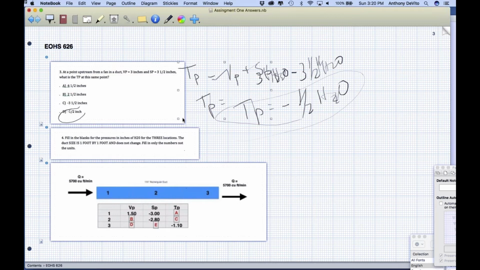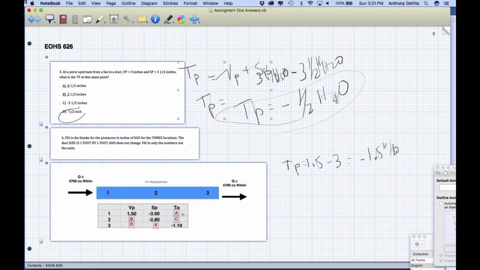So again, our relationship here is our velocity pressure is equal to our static pressure plus our total pressure. Well, in this case, the velocity pressure is 1.5. The static pressure is -3. So our total pressure is going to be equal to 1.5 minus, let's see, well, static pressure is -3, right? We're adding the static pressure, but it's a -3, is equal to -1.5. Again, inches of water. Okay, so -1.5.